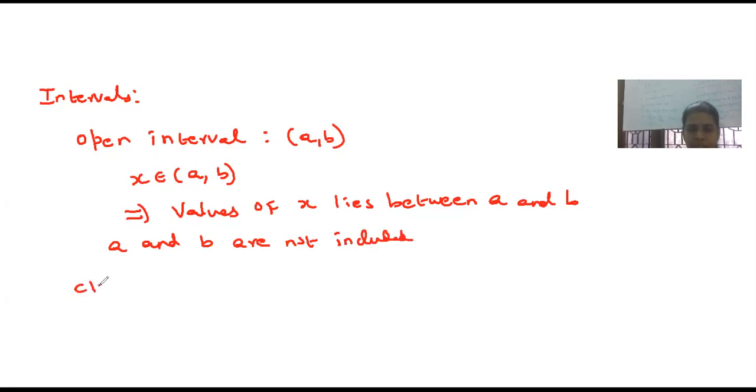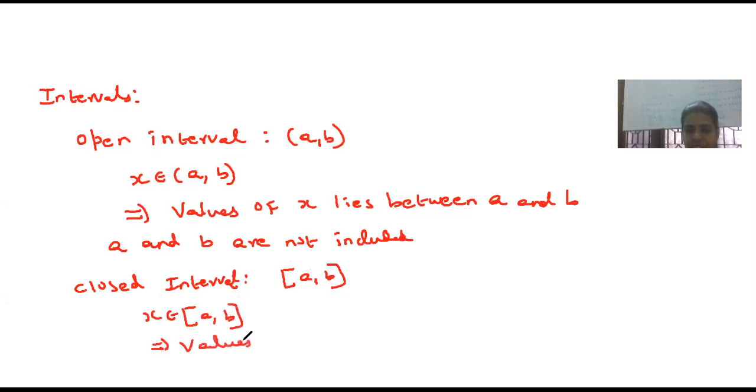Next we are going to see the closed interval. Closed a comma b. If x belongs to closed a comma b, this implies we can assume the values of x from a to b. Here a and b are included. Okay? Understood? a and b are included.